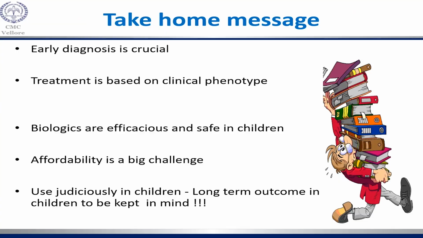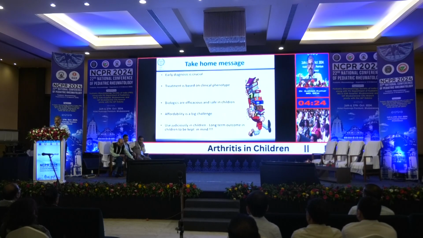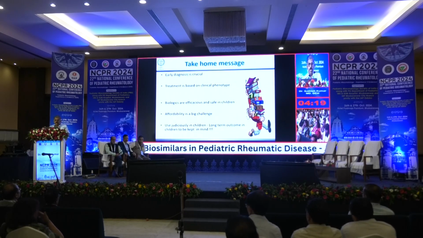Take home message: early diagnosis is very crucial. Treatment is based on the clinical phenotype, so when to use adalimumab, when to use tocilizumab, when to use anakinra. Biologics are very safe in children; apart from the 2 TB cases, we didn't have any major issues. Affordability is still a big challenge even with biosimilars. Only with rates coming down can we use biosimilars for more children compared to the innovators.